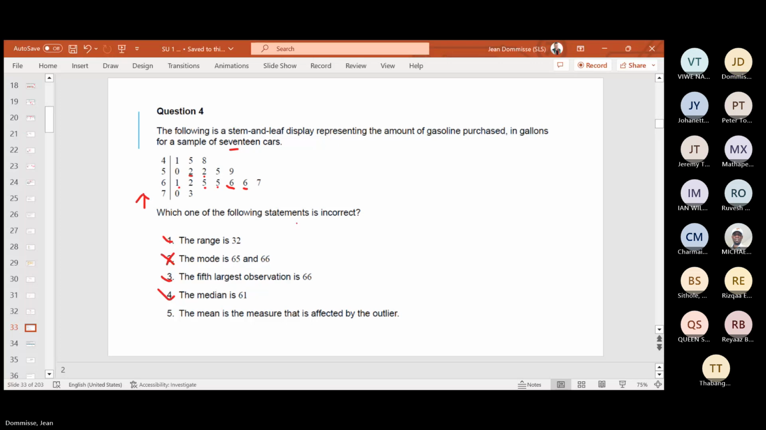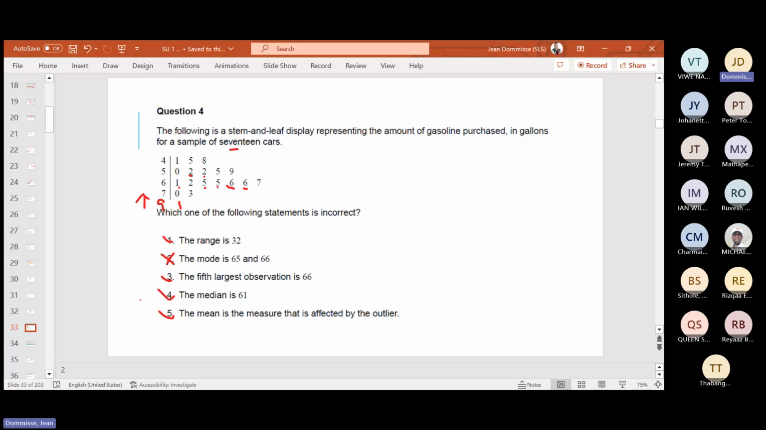And then they tell us the mean is the measure that is affected by an outlier. So let's first look at the mode. So if here was a number, let's say 91, we can see it's an outlier. The mode would not have been affected by it. The median would not have been affected by it, but the mean is the measure that will be affected by the outlier. Okay, so remember the mean will be affected.